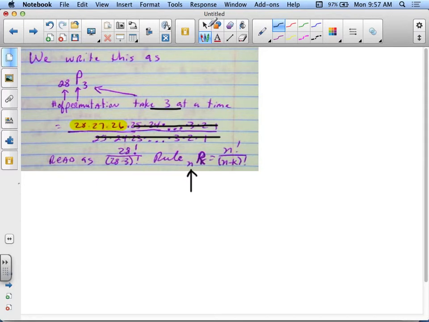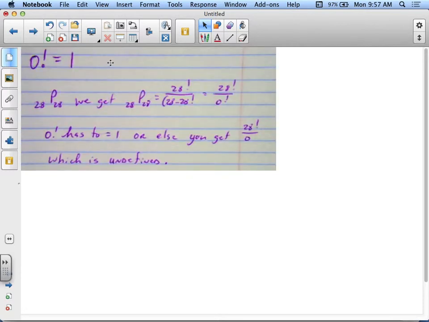Now, the last thing we're going to do is, when you have 0 factorial, that has to equal 1. For instance, if I have 28 permutation 28, if we were to plug that into the formula, I get 28 factorial over 0 factorial. If 0 factorial was a 0, that would be undefined. So in this case, 28 factorial has to be over 1.